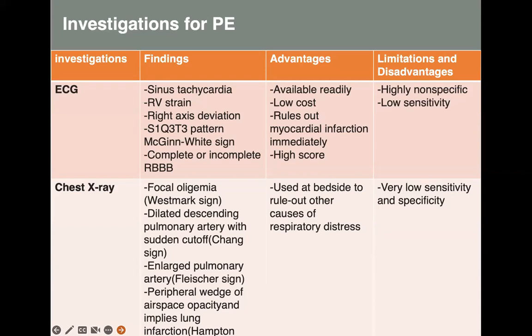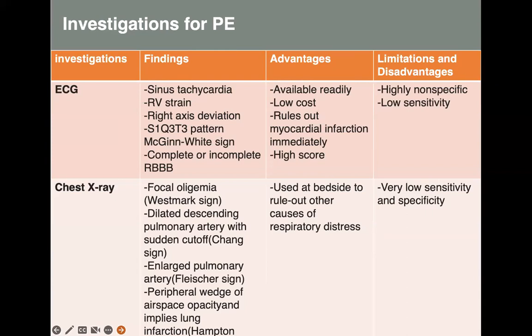So there's a congestion in the right ventricle, which will cause the strain in the right ventricle. So once we do an ECG, we'll see those signs. And once we see that, then we have to be able to think of a PE. But the limitation is that it's highly non-specific. So it does not mean if you do it and it's negative, PE is not there. A patient can still have a PE and the ECG is normal.